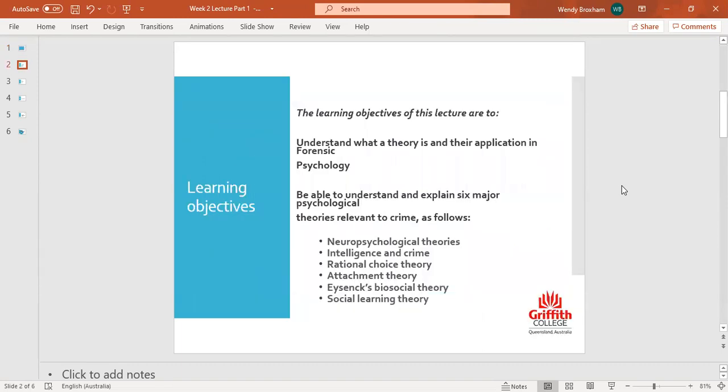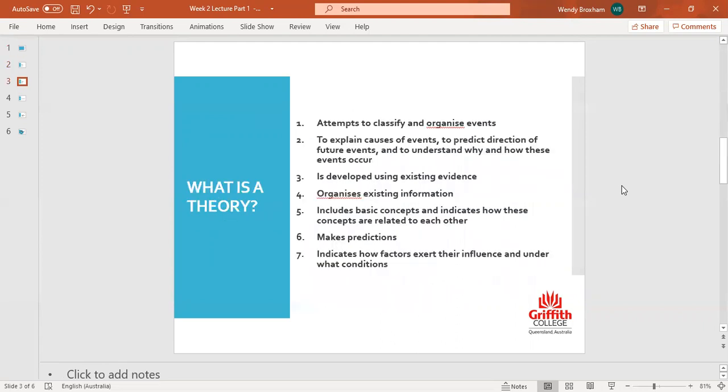So in this lecture, we're going to talk about 6 major psychological theories after we've dissected what a theory is. And these are all theories that are relevant to crime. We've only got so much time, so we can't look at them in great depth because you'll do this in second year across 2 subjects, sociological and psychological theories of crime, which are both separate and are really, really interesting. So let's move on first of all to what is a theory.